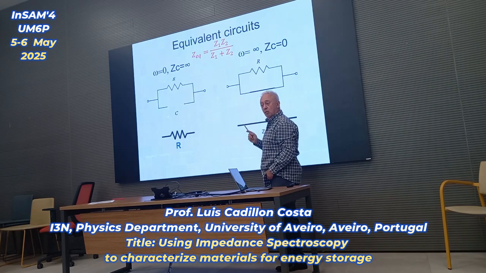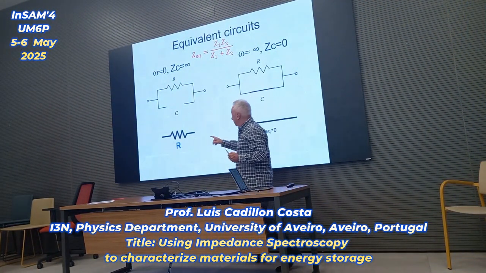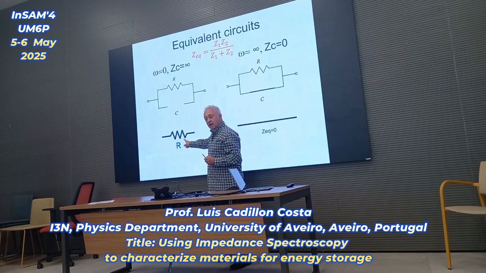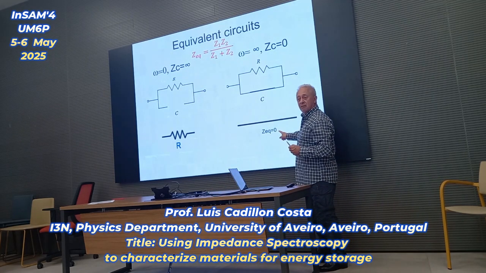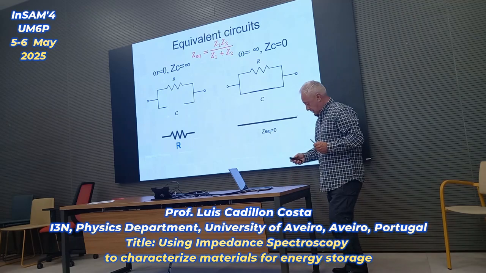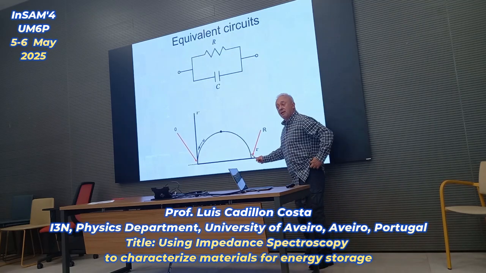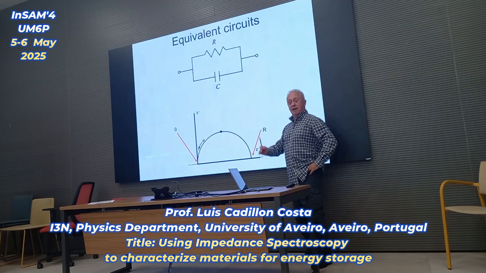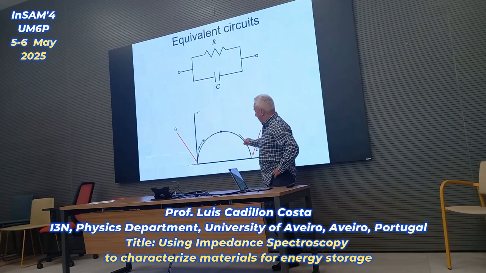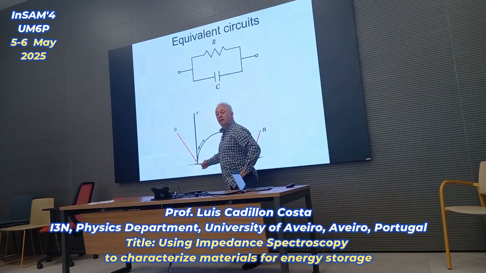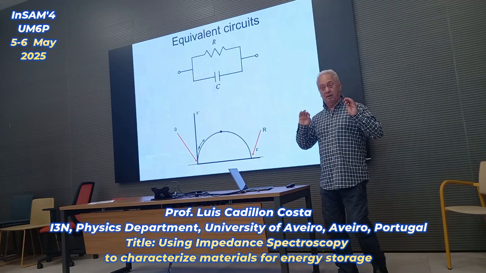So what does this mean exactly? For very low frequency, we have R. For very high frequency, I have 0. So this is exactly the Debye model. It starts here at R, the frequency increases and goes to 0. So this model works perfectly for the Debye model.